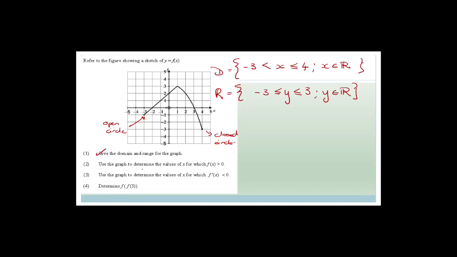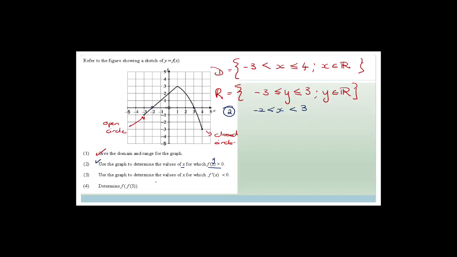Now it says use the graph to determine the values of x for which f of x is greater than 0. In other words, the y values. They want to know for which values of x this graph is above the x-axis. That's all they want. So do you agree it's above the x-axis from minus 2 to 3? So therefore it would be x is smaller than 3, not equal to, because then it would be equal to 0, and bigger than minus 2. That is the answer for question 2.